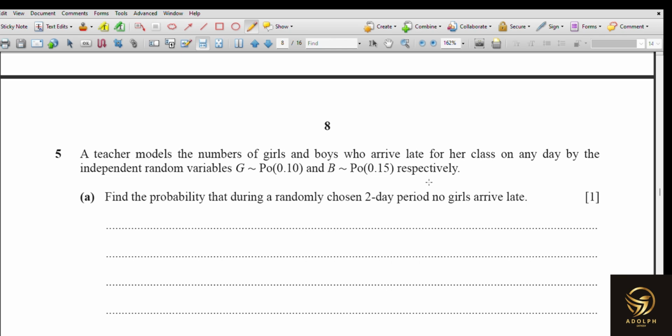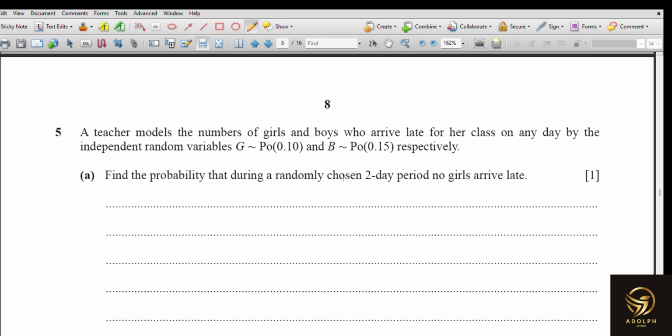Now we are going to solve the fifth problem, and this is the universal problem, I guess, because a teacher models the number of girls and boys who arrive late for a class on any day by independent random variables, girls with a Poisson distribution of lambda 0.1 and boys with 0.15 as the parameter. Find the probability that during a randomly chosen 2-day period, no girls arrive late. So no girls arrive late is what we will have to calculate.